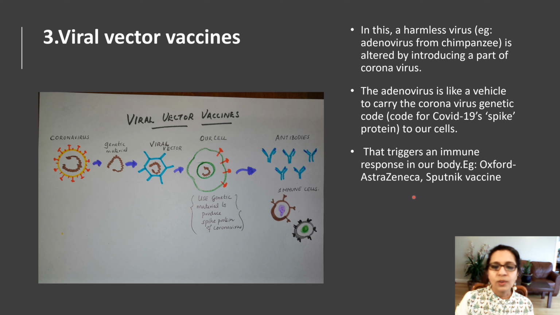For example, Oxford AstraZeneca is a viral vector vaccine, and Covishield is also a viral vector vaccine, produced in collaboration with this vaccine, and the Sputnik vaccine from Russia is a viral vector vaccine.